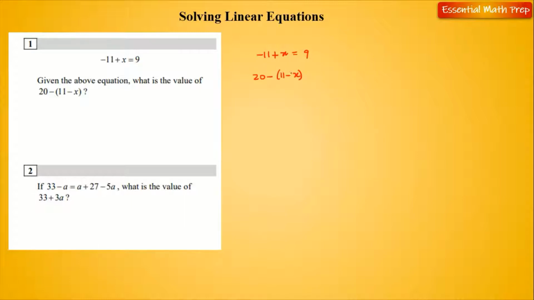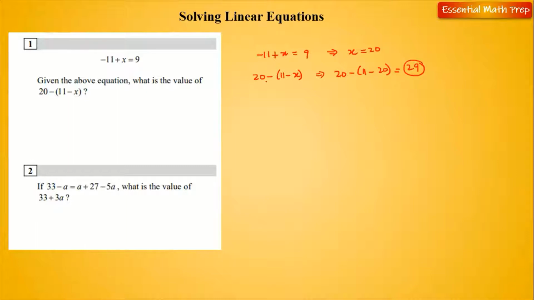What you see right away is you can do it two ways. You can add plus 11 on both sides, which would give you x equals 20, right? So that means it's 20 minus 11 minus 20, right? So that would be negative 9, and plus 20 is 29. This is one way of doing it.